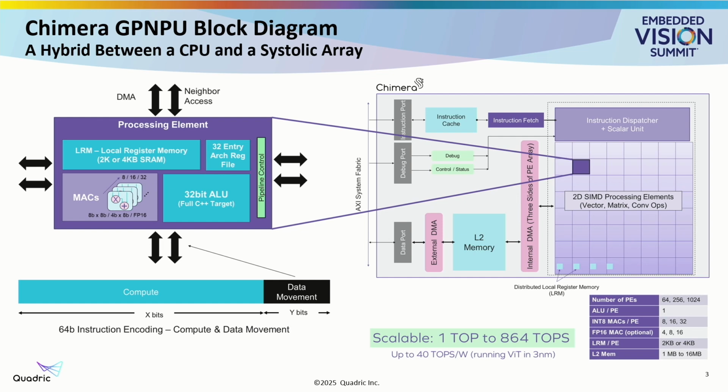Okay? DMA engines give it access to L2 memory and external DMA engine out to external memory that we're agnostic to. Could be HBM, DDR, whatever on-chip SRAM you may have, etc. And as you can see, there's a single instruction fetch pipeline for the entirety of the array of processing elements. This entire thing is scalable all the way from 1 to 864 tops and beyond.